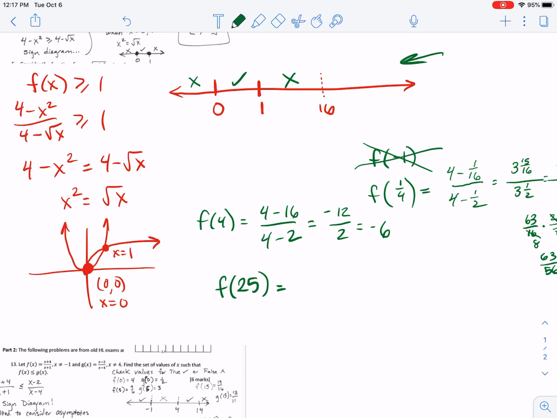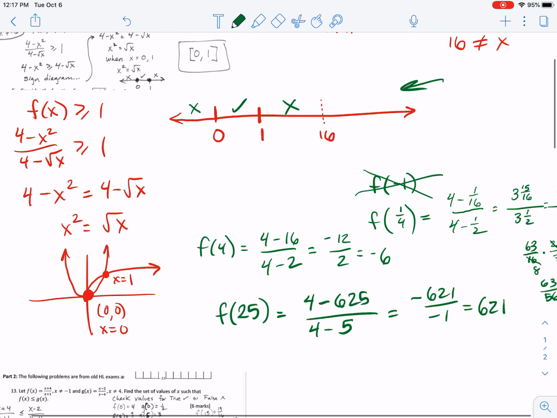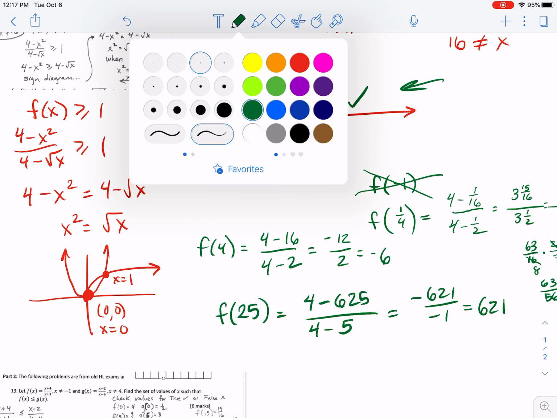So what I have is 4 minus 25 squared. That's one that I have memorized. I encourage you to memorize that one also. And then this becomes 4 minus the square root of 25, which is 5. And so I get a negative 621 over a negative 1, which is a positive 621, which is indeed bigger than 1.